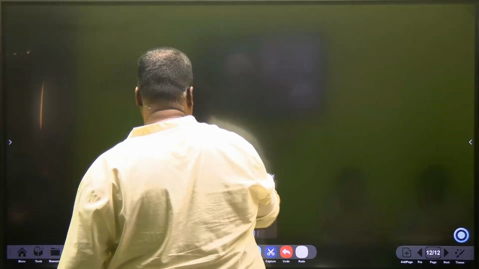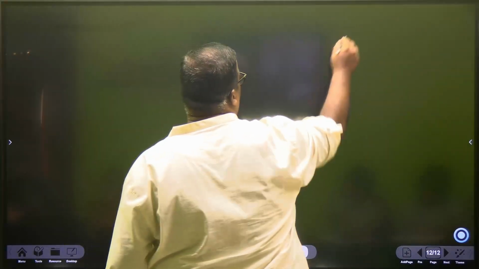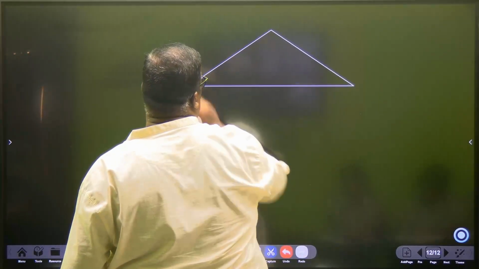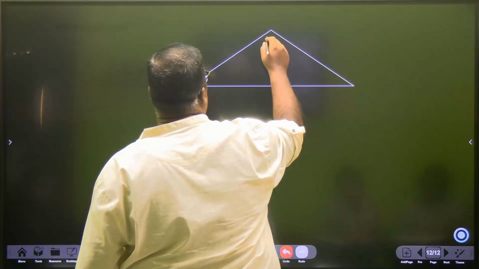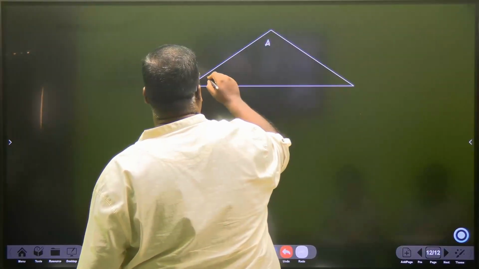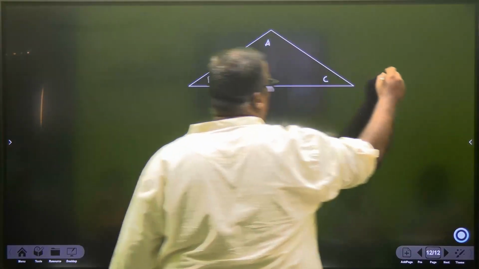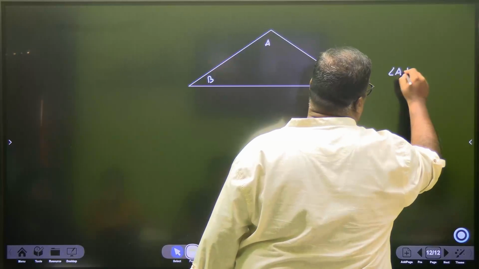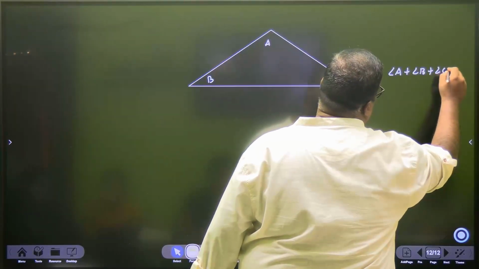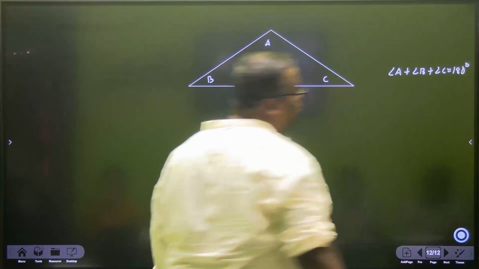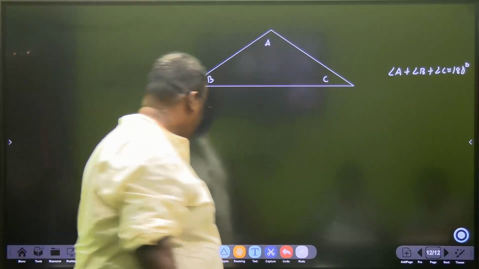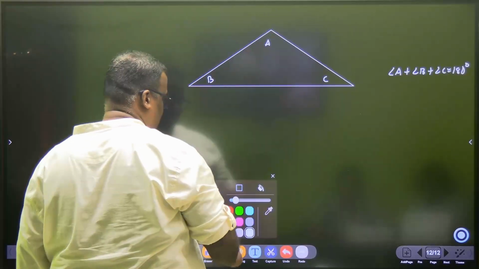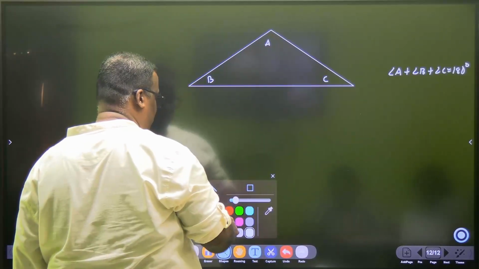So let's see a truth which we used to believe for so many days. Let me say that this is, I'm writing it here, angle A, angle B, and angle C. You have so far been memorizing that angle A plus angle B plus angle C is equal to 180 degrees. Now how to prove that this is 180? Anybody knows how to prove it? Okay, quite fine. That is the truth. How do you know?